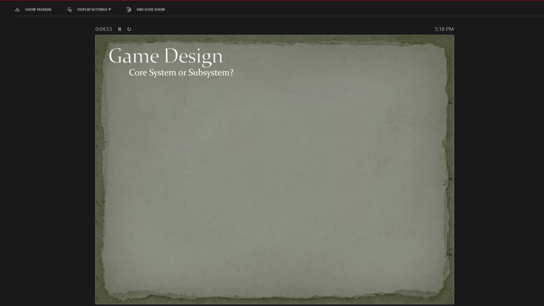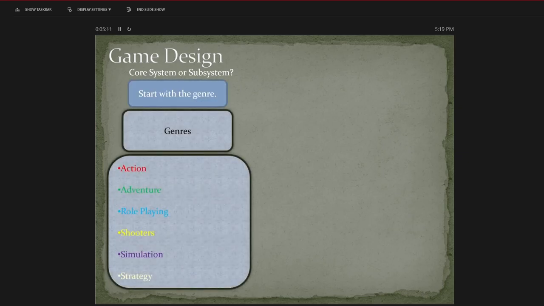Let us do a little analysis and I'll help you see how the thinking goes. Is it a core system or a subsystem? Meaning, is it the core gameplay or is it supportive of the core gameplay or a tension mechanic of the core gameplay? First, we'll start with the genre. What are the genres? We'll just do the basic ones. Action, adventure, role-playing, shooter, simulation, strategy. We'll go through each one.